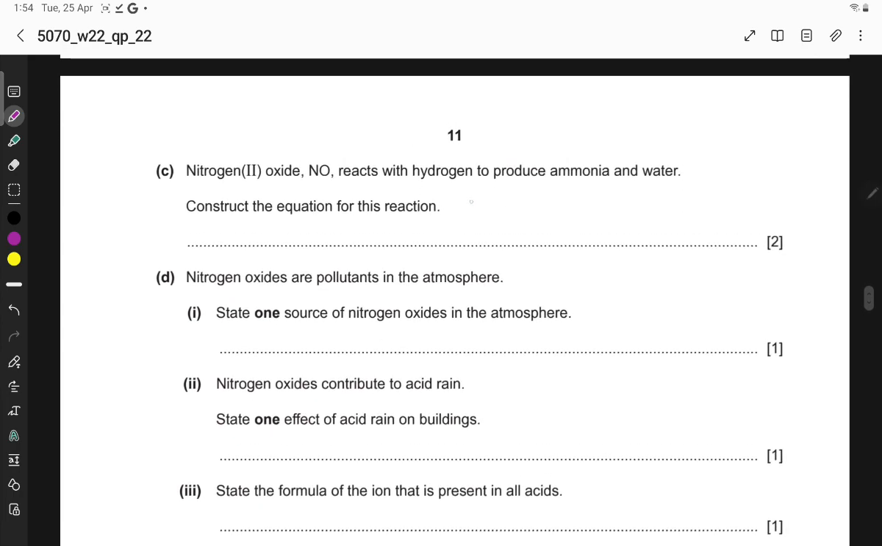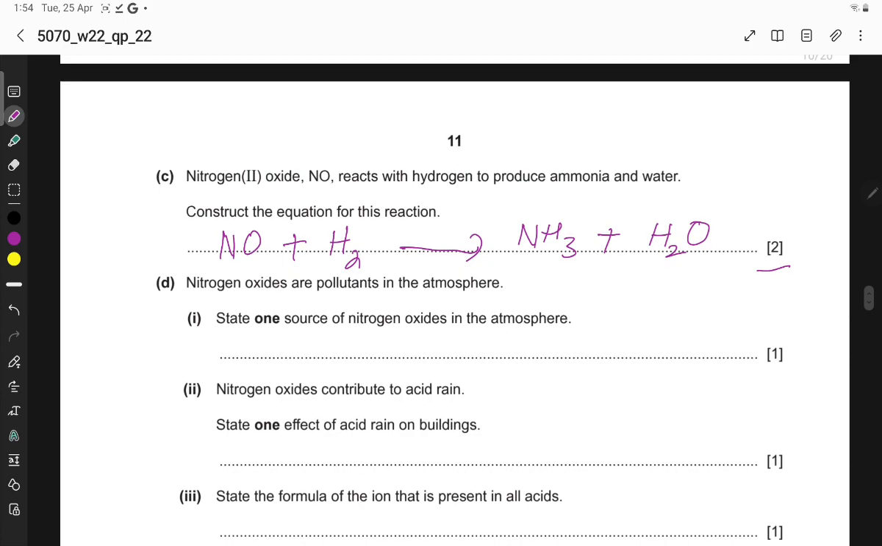Nitrogen oxide reacts with hydrogen to produce ammonia and water. Construct the equation for this reaction. So again 2 marks, one for balancing and one for correct formulas. NO plus hydrogen to form ammonia plus water. NH3 and H2. 5 hydrogen atoms over here, so 5H2.